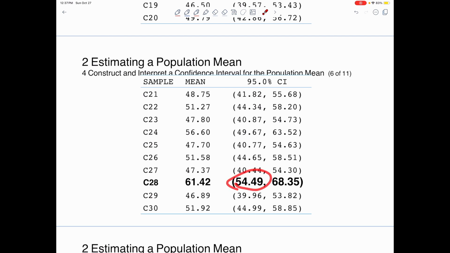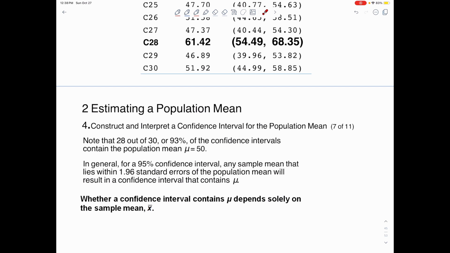It starts after 50, so 50 is outside of the range of this confidence interval. What we conclude from this simulation, notice that 28 out of the 30, or in percentage, 93% of the confidence intervals will contain the population mean 50.